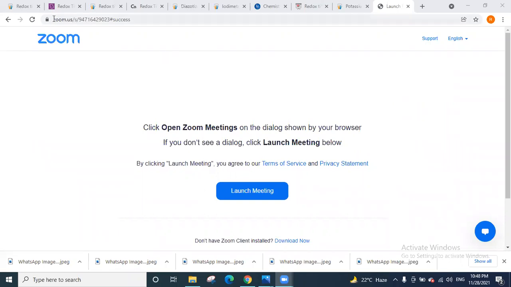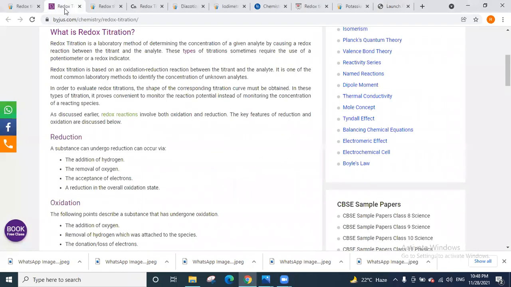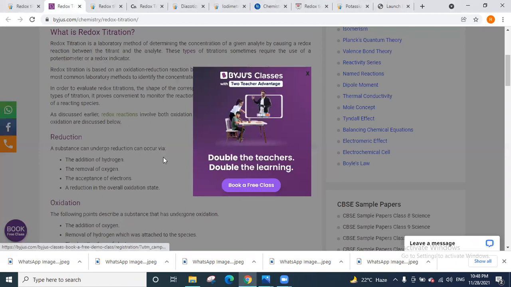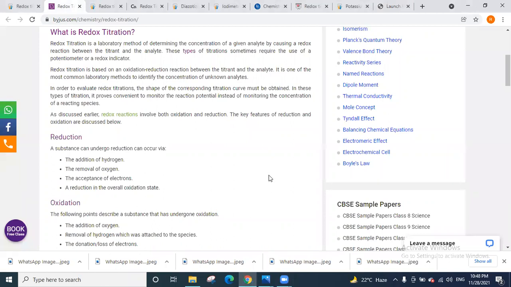Today we start the third type of titration, that is redox titration. Before this we have already discussed the complexometric titration, precipitation titration and neutralization titration. Now today we discuss the redox titration.